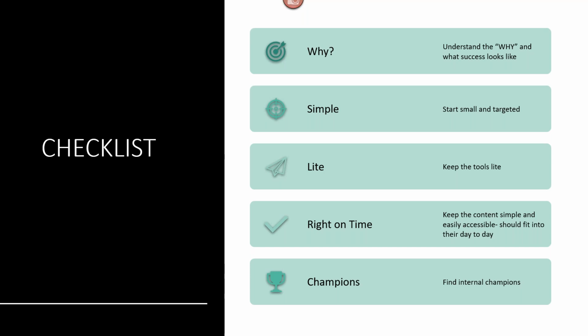And the last one, this is huge, and I say it every time I speak to anyone about building out a program, is find your champions. They're all over your company. You have individuals internally who believe in learning and development. They know why training is important. They need training. They have the pain points.